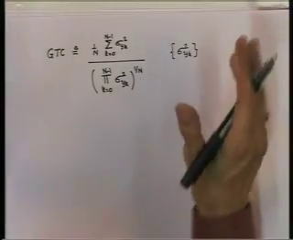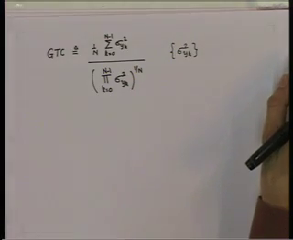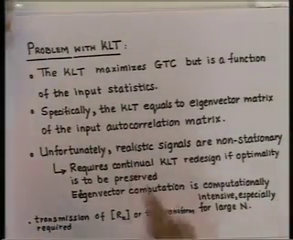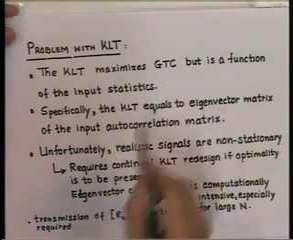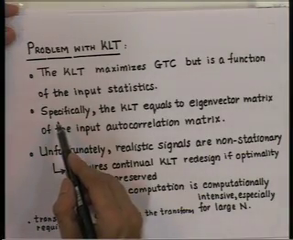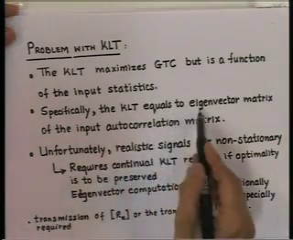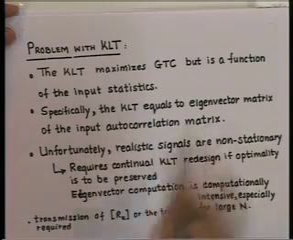So, although the KLT is an optimal transform in the sense that it maximizes G TC, it is not practical in most circumstances. So, what is the problem with the KLT? The KLT maximizes G TC, that is transform coding gain, but it is a function of the input statistics. What this implies is that specifically the KLT equals the eigenvector matrix of the input autocorrelation matrix.